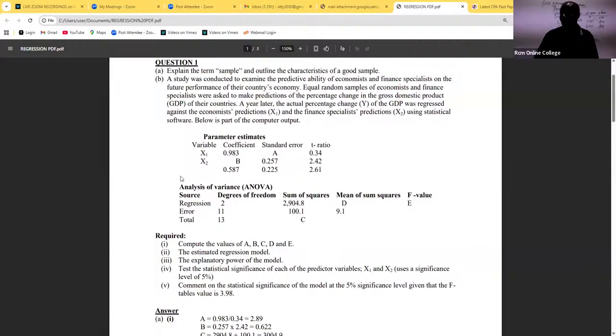So we come here, ladies and gentlemen, and now go to the second table. The second table, you can see, is now actually the gist of today's session. They have given me analysis of variance. We have source, regression, error, total. We have degrees of freedom, sum of squares, mean sum of squares. Then we have the F value. Here, they want us to give them the value of C, D, and E, just like it came last semester.